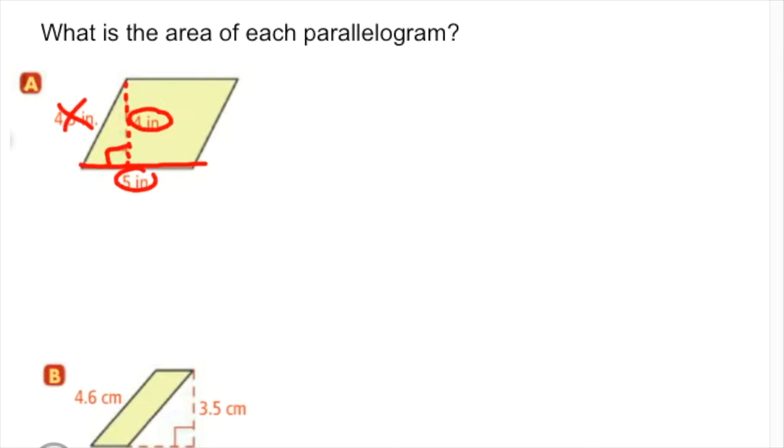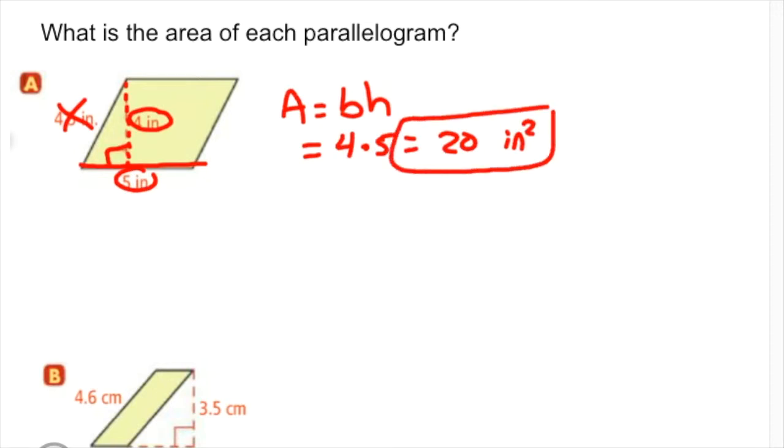So since we're in inches here, the area of this rectangle is just base times height. We're going to do that a lot where you just write down what the formula is before you plug things in, which is just 4 times 5, which is 20. Area, again, is square inches.